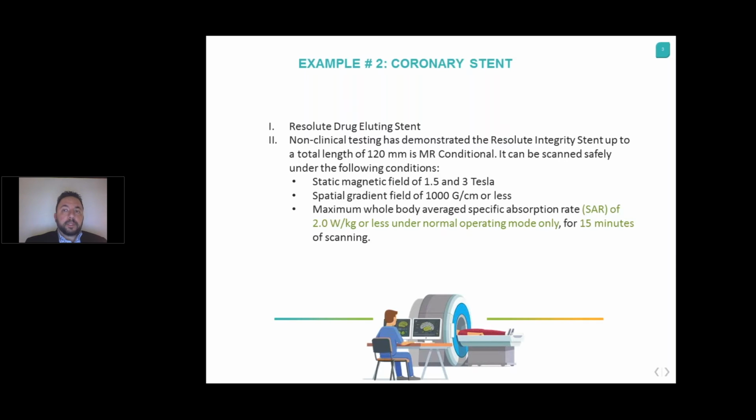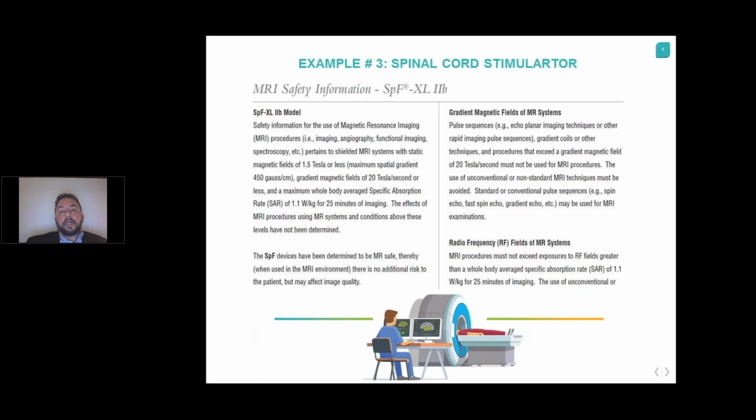Yes, the sequence scan time will usually be minimally longer, but SAR of 2 watts per kilogram or less are these specific manufacturer guidelines to stay within safety.